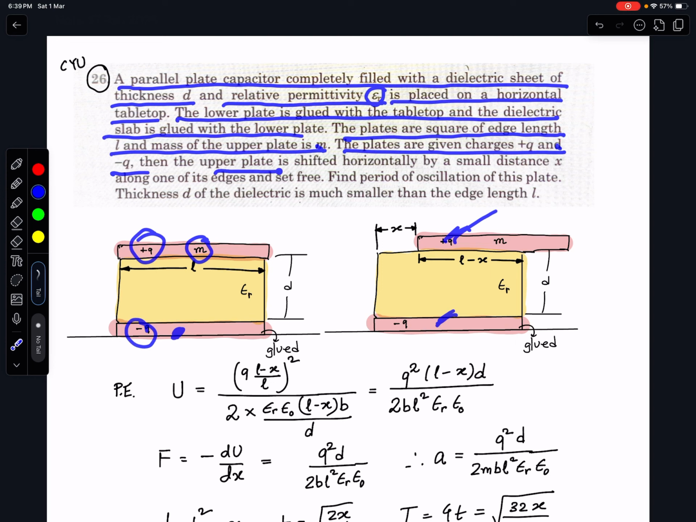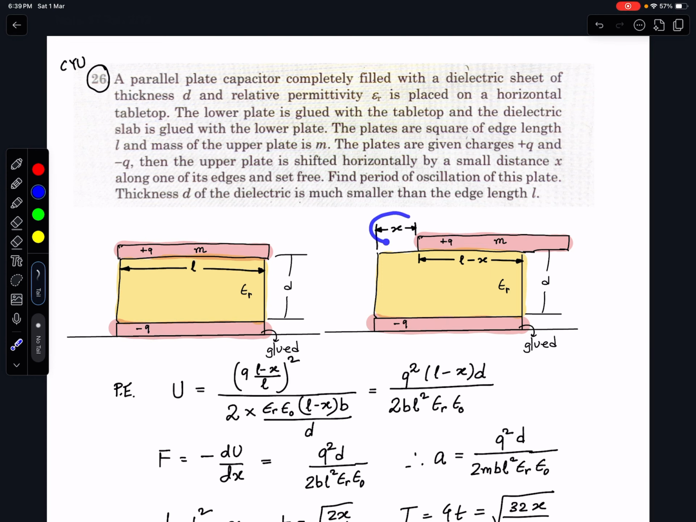Then the upper plate is shifted horizontally. The upper plate is shifted horizontally by a small distance x along its edges and set free. Find the time period of oscillation of the plate. The thickness D of the dielectric is much smaller than the edge length L. Thickness D is small means we have to neglect the fringing effect, right?